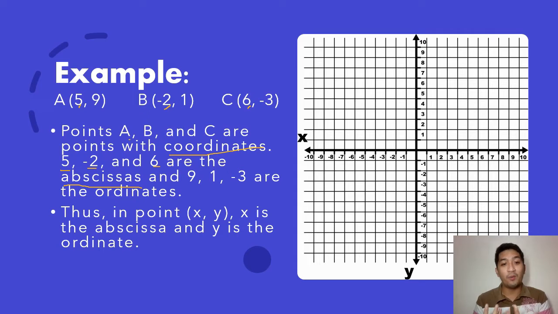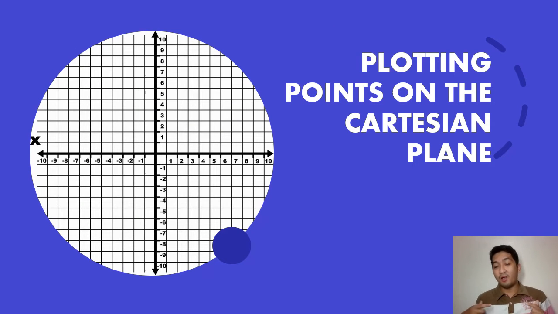Bakit sila abscissa kung tawagin? Kasi sila yung x-coordinate. While 9, 1, and -3 are the ordinates. Bakit sila ordinates? Kasi sila ang y-coordinates. Thus, in point (x, y), x is the abscissa and y is the ordinate. Okay? Now, let's go with plotting points on the Cartesian plane.